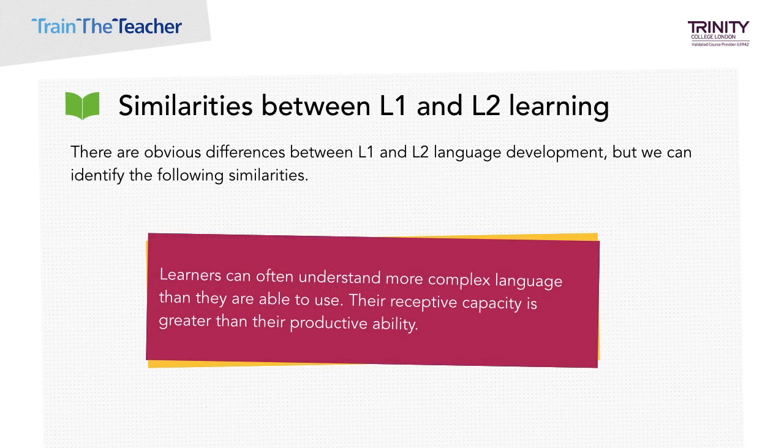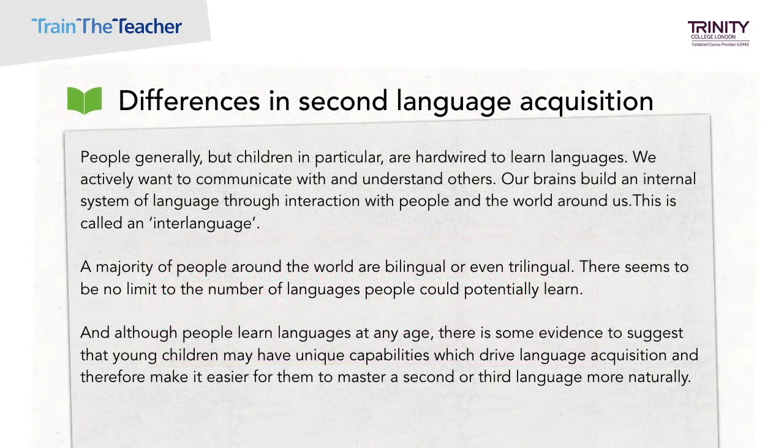And learners can often understand more complex language than they're able to use. Their receptive capacity is greater than their productive. So what about the differences? Well, people generally, but children in particular, are hardwired to learn language. We actively want to communicate with and understand others.